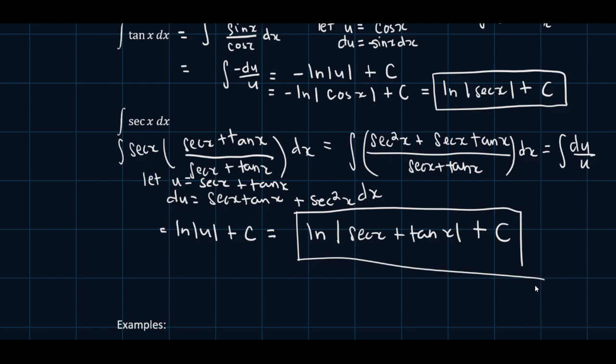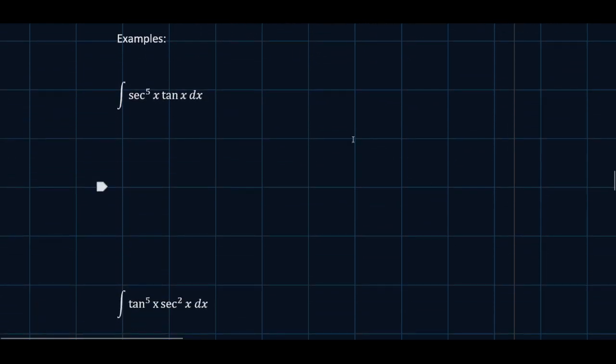Okay, these two integrals may be used in solving this type of trigonometric integral. So let's proceed by solving a few examples. First example we have is the integral of secant to the fifth x times tangent x dx. This case falls under case 2.